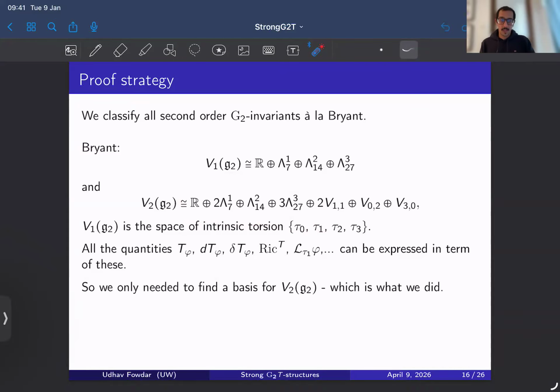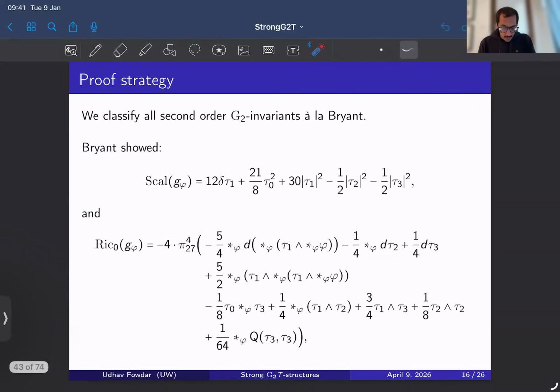So let me just give you an example of, for instance, what Robert did. So what Robert did is he was interested in finding formulas for the scalar curvature and Ricci curvature in the Riemannian case. And he had proven that the scalar curvature of the Riemannian metric can be expressed in terms of the torsion forms by this formula here. Similarly, he had proven that the traceless Ricci curvature, so here I'm identifying the symmetric tensors with the space of 4-forms of type 27, and you can have a very nice expression for the Ricci curvature in this case.